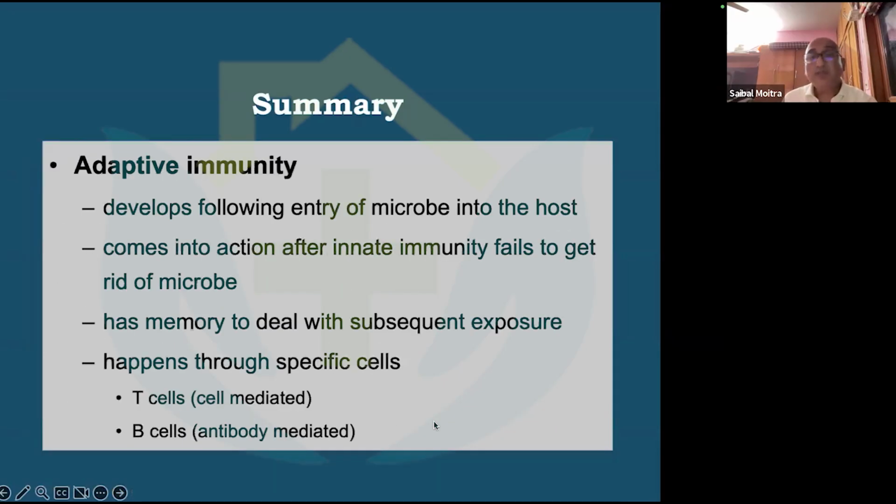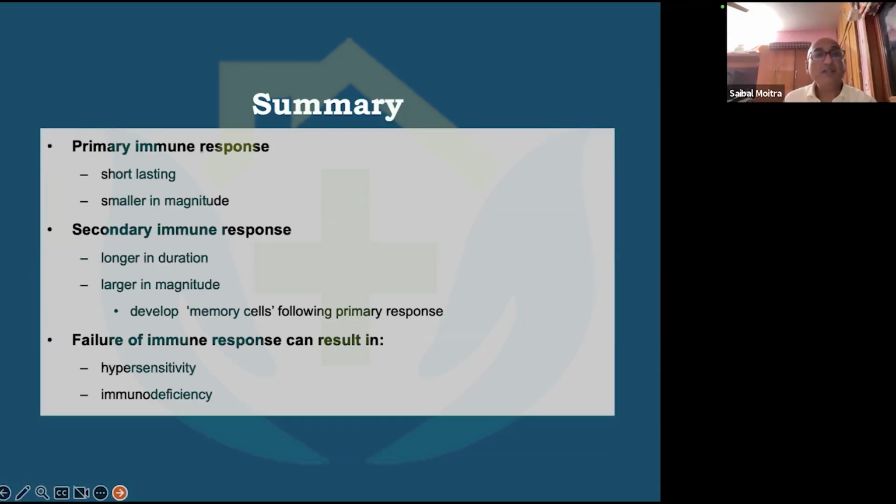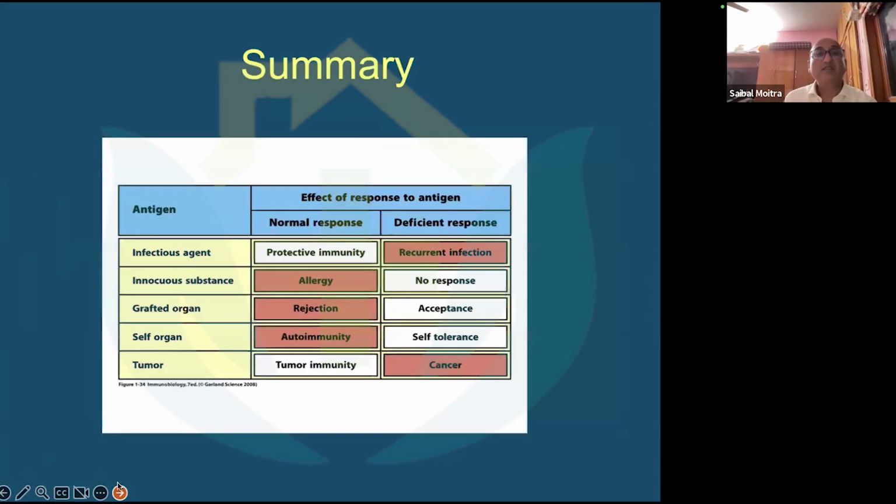Adaptive immunity follows after exposure to the microbes. So it is an adaptation of the body after it comes in contact with microorganisms. Only if the innate system fails to clear a microorganism does it seek the help of the adaptive immune system, which strengthens its arms. It has specific components, the T cells and the B cells. We talked about the primary and the secondary immune responses. And a failure of the immune response can lead to immune deficiency or hypersensitivity.